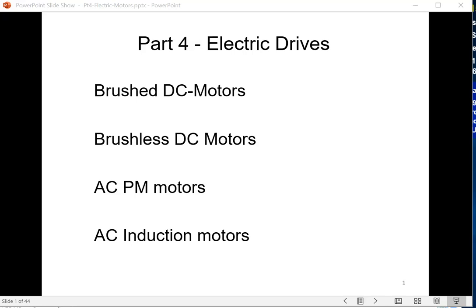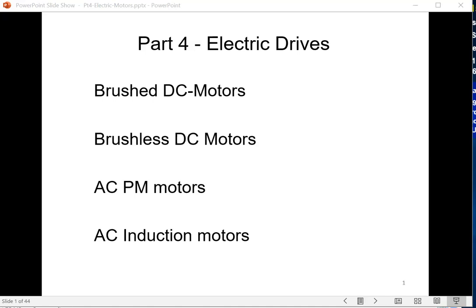Okay, this is the last part of this module. It is concerned with electrical drives. Now, if you think about electric vehicles or hybrid electric vehicles, wheels are driven by electric motors. And therefore, electric motors are an essential part of an electric vehicle. Without these, you don't have the power source to drive the car forward.